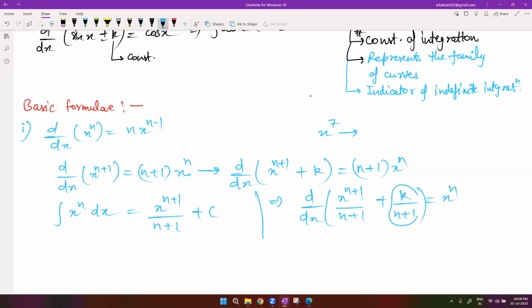Because k is also a constant and n is also a constant. This value in itself is a constant. We don't know what this value is, but the whole value is a constant only. So instead of k upon n plus 1, we are just writing c as a constant. Because ये भी तो कोई constant ही है ना? If you solve k upon n plus 1, that would be a constant value, because you know k and you know n. Both values are known. So whatever k upon n plus 1 is, that would also be a constant. That is why we are writing it like this.